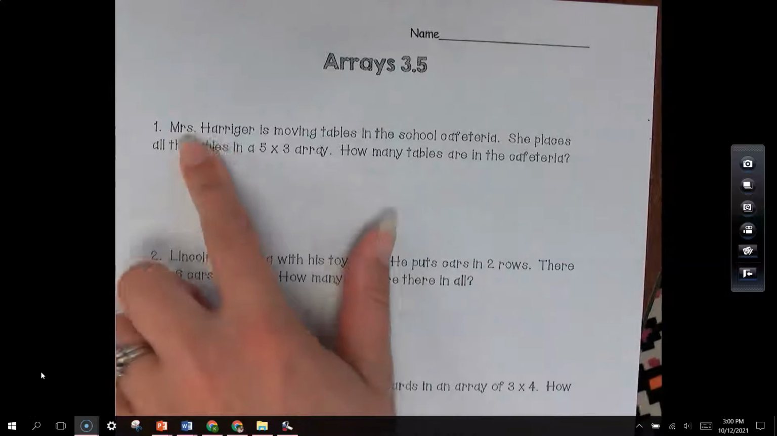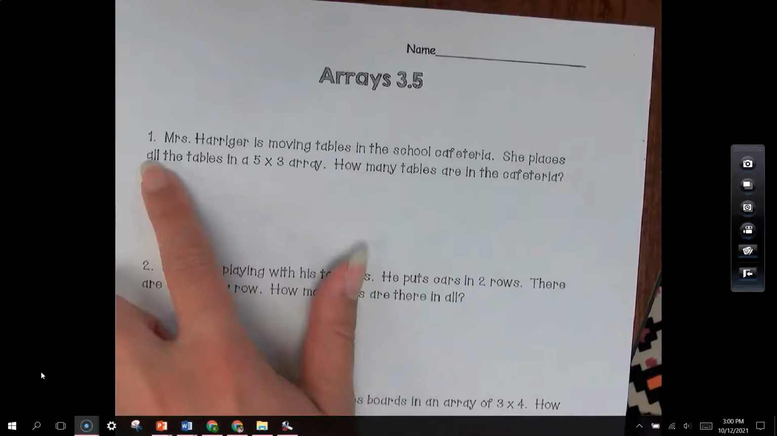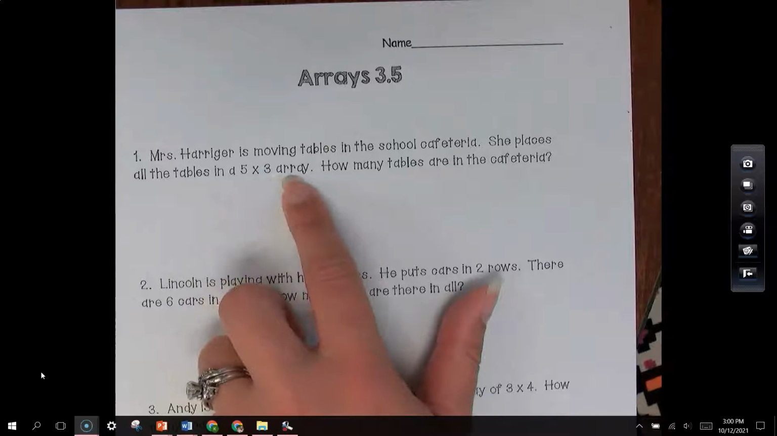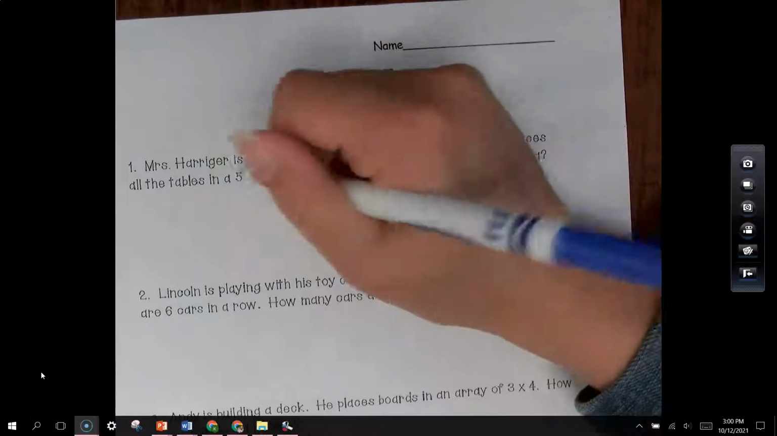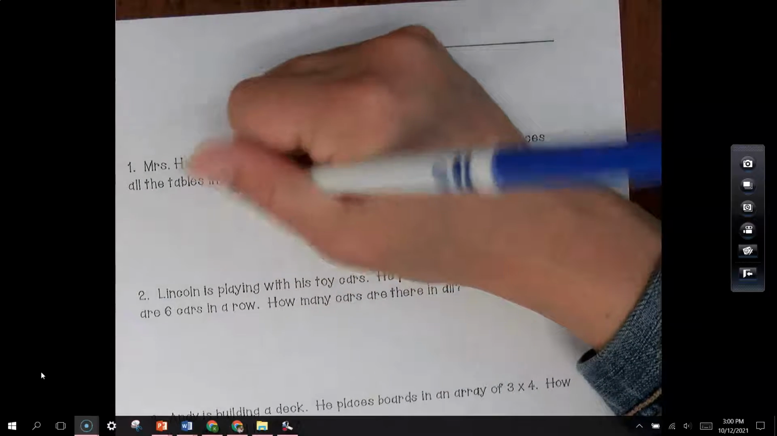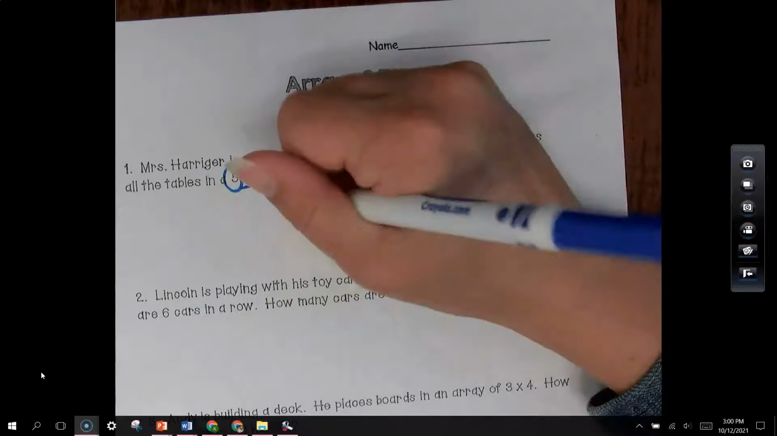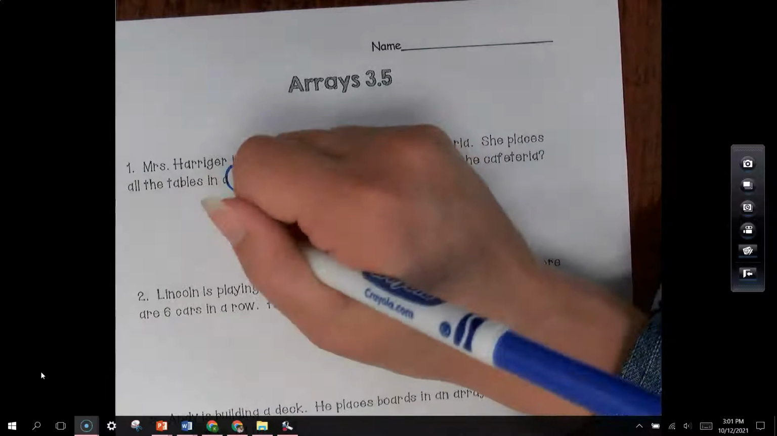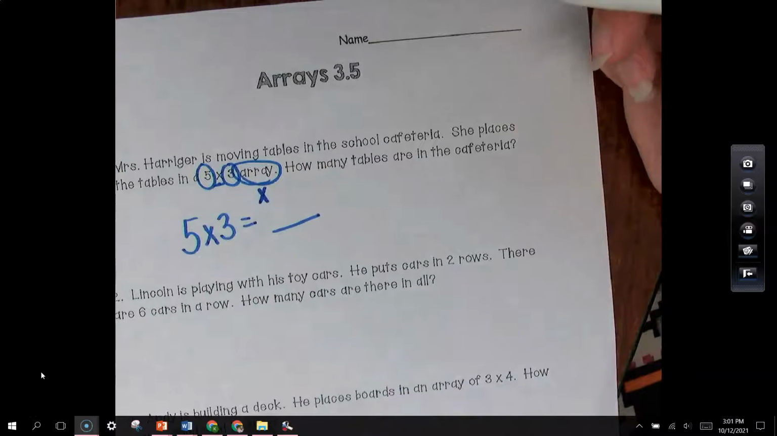It says, Mrs. Harriger is moving tables in the school cafeteria. She places all the tables in a 5 times 3 array, or a 5 by 3 array. How many tables are in the cafeteria? Well, I see a 5 and I see a 3. Obviously, I see a times sign there. I also see this word array. An array means to multiply. If I see the word array, I'm going to make sure that I'm going to multiply every single time. So let's go ahead and pull that out. 5 times 3. Okay?